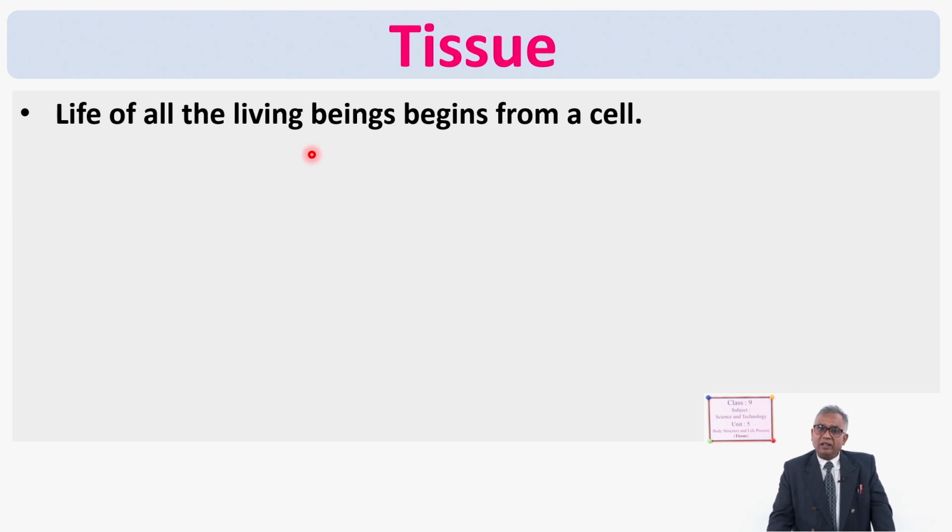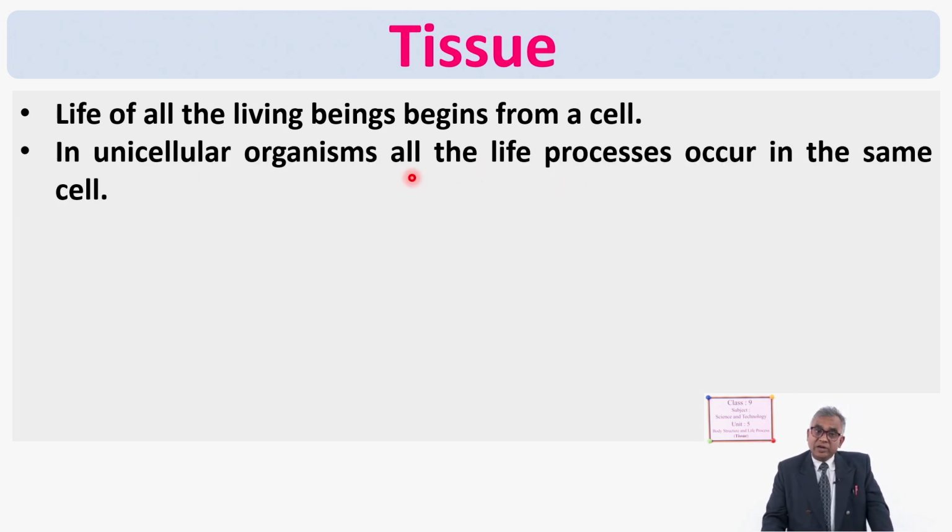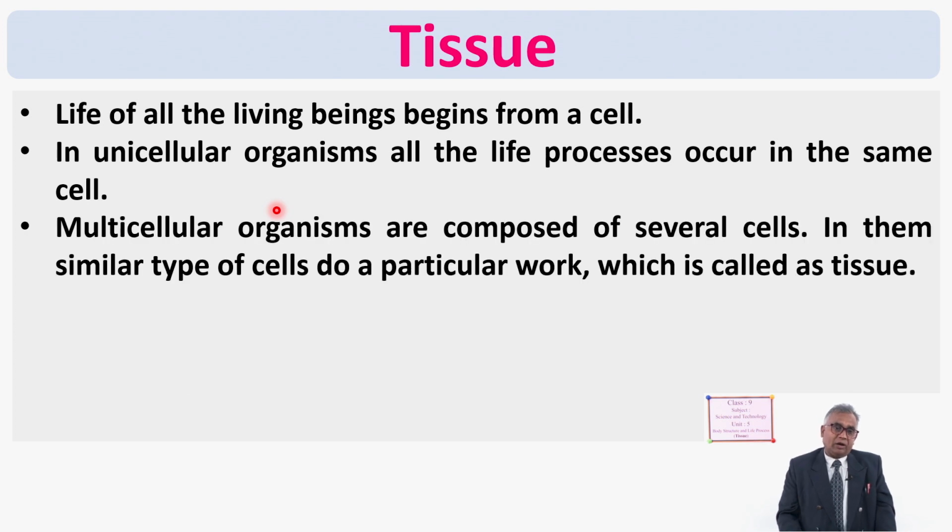Life of all the living beings begins from a cell, already told. In unicellular organisms, all the life processes occur in the same cell. Now you are going to get answer of the question to think. If there are not more cells, then how tissue, how organ, how system? So unicellular organisms have no tissue. Yes, you have got. Okay.